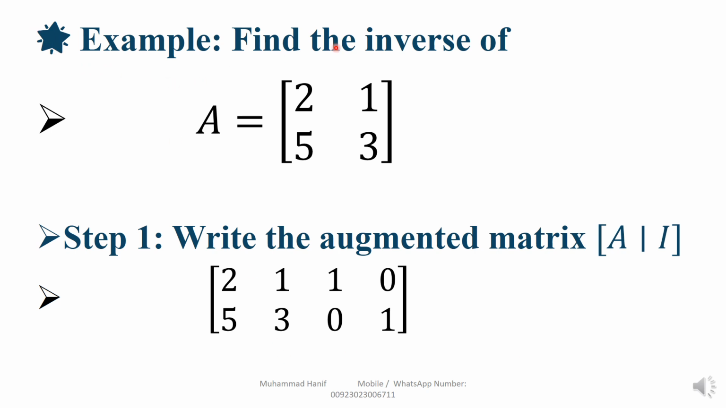Example: find the inverse of A, which is 2, 5, 1, 3. Step 1. Write the augmented matrix A and I, where I is the identity matrix. You can see here we write all elements of A in this form, and the identity matrix 1, 0, 0, 1 we write here. This matrix is the identity matrix, with 1, 1 on the diagonal.